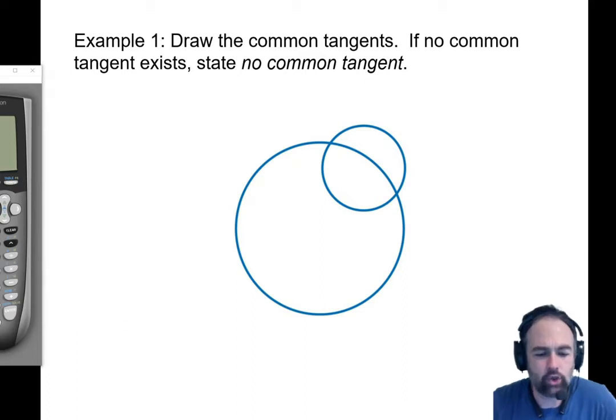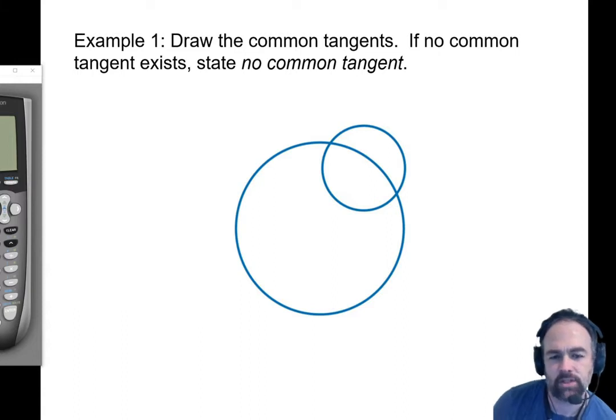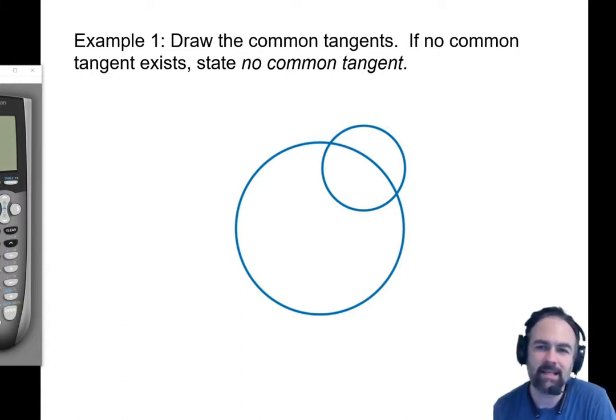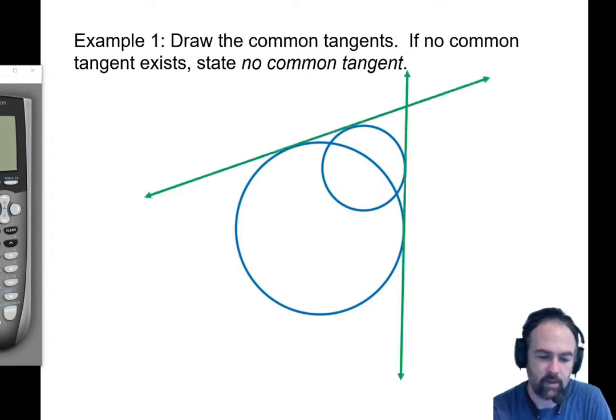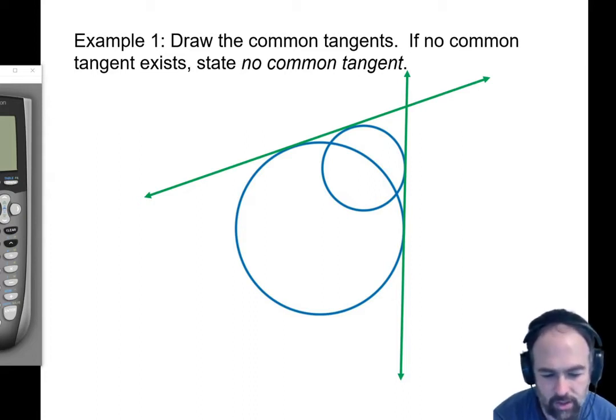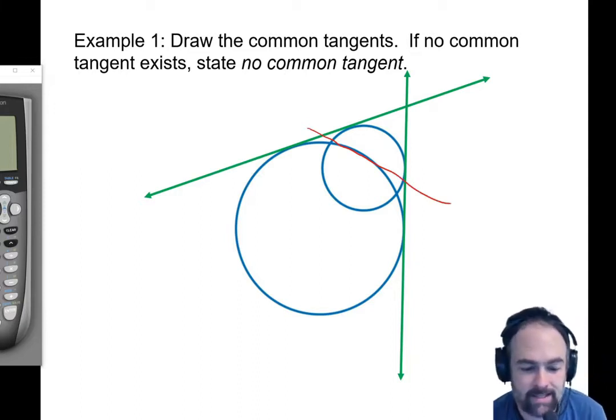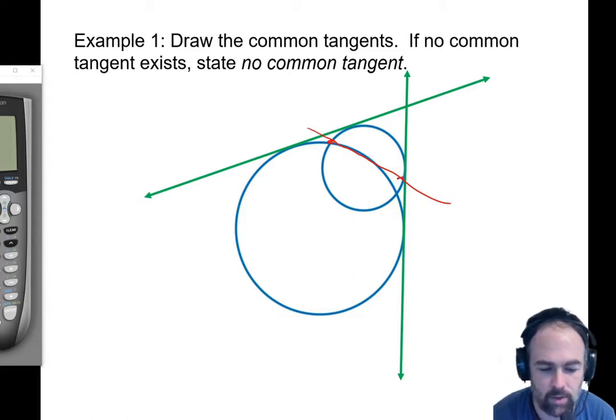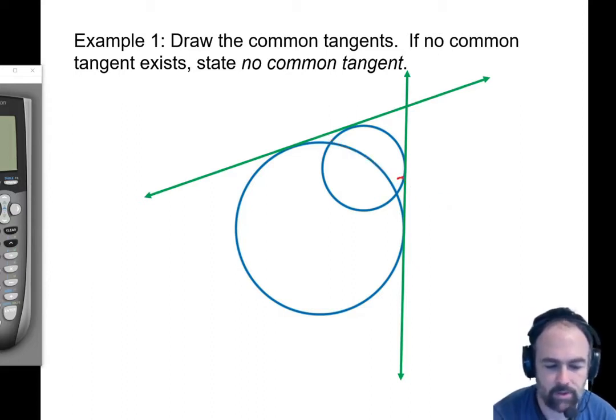Okay, example 1, draw the common tangents, and if no tangents exist, state no common tangents. This is going to be the same directions for the first 4, and just to make things easy, I went ahead and put these in the PowerPoint. That way my drawings don't mess you up. So there are going to be 2 common tangent lines here, and they exist right there. Now, notice we have 2 intersecting circles here. If I was to try and draw a tangent line that went through here, that's not going to work, because while it is tangent to the large circle, it is a secant to the small circle. Okay, so those are our only two that we can draw.